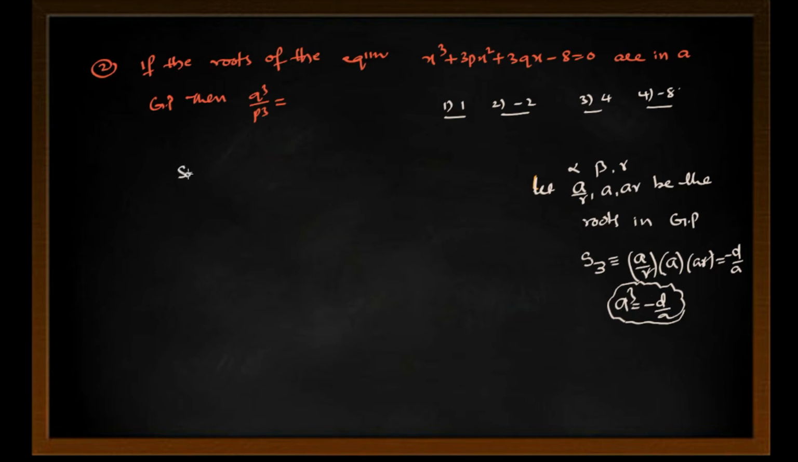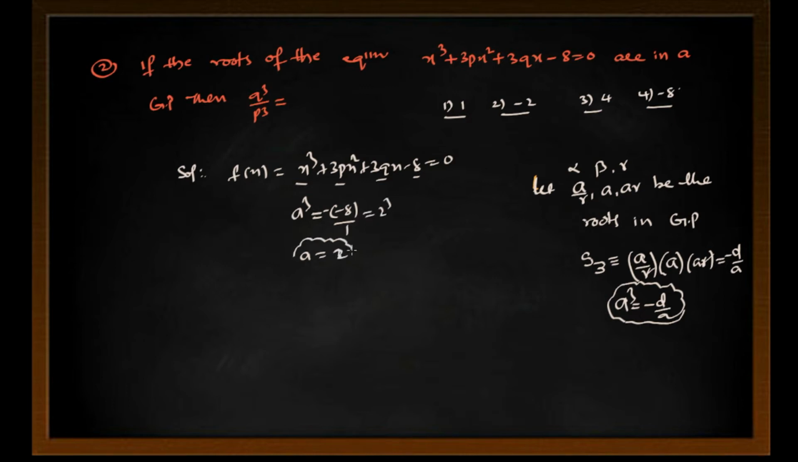So here the given f of x is x cube plus 3p x square plus 3qx minus 8 equals 0. According to the formula, a cube equals minus of minus 8 by 1. So a, b, c, d, minus d by a. So a cube is minus into minus plus 8. 8 we can write as 2 cube. Therefore a equals 2. So we have a equals 2.